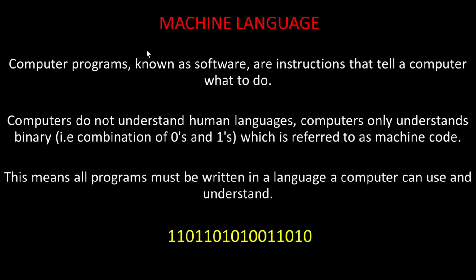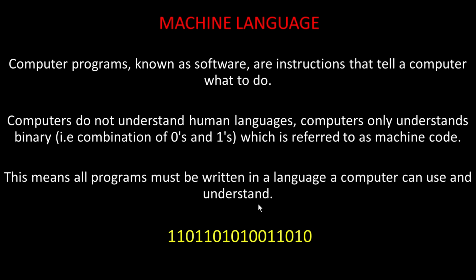Programming languages. Computer programs, known as software, are instructions that tell a computer what to do. Computers do not understand human languages. Computers only understand binary, that is a combination of zeros and ones, which is referred to as machine code. This means all programs must be written in a language a computer can use and understand. So that is to say, in order to tell a computer what to do, we will have to write out the instructions in form of binary or machine code.